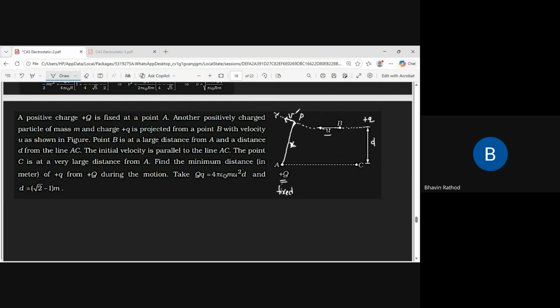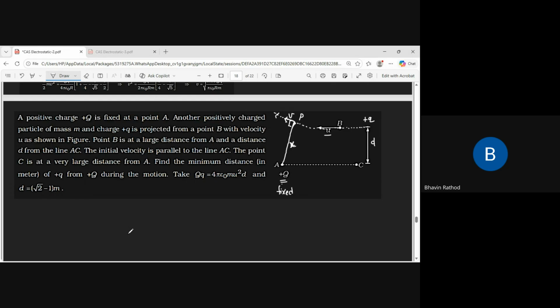So one thing we can say right off the bat is since point P is closest to point A, the velocity of small q at this point has to be perpendicular to the line OP. Because basically we are trying to say here is that small q is not going to get any closer to the capital Q, right? So that will only happen when the velocity becomes normal. So that is one thing.